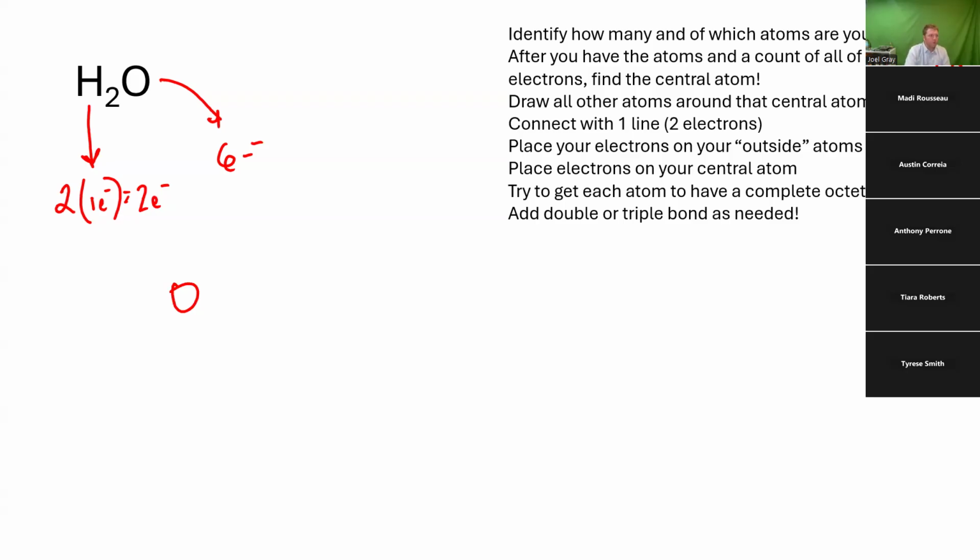We're going to draw our other atoms around that central atom. Oh, wait, I jumped a step, I apologize. My other atoms, hydrogen, hydrogen. I'm going to connect them. Done, done. At this point, give me a Y or N in the chat. Are each of the hydrogens happy?